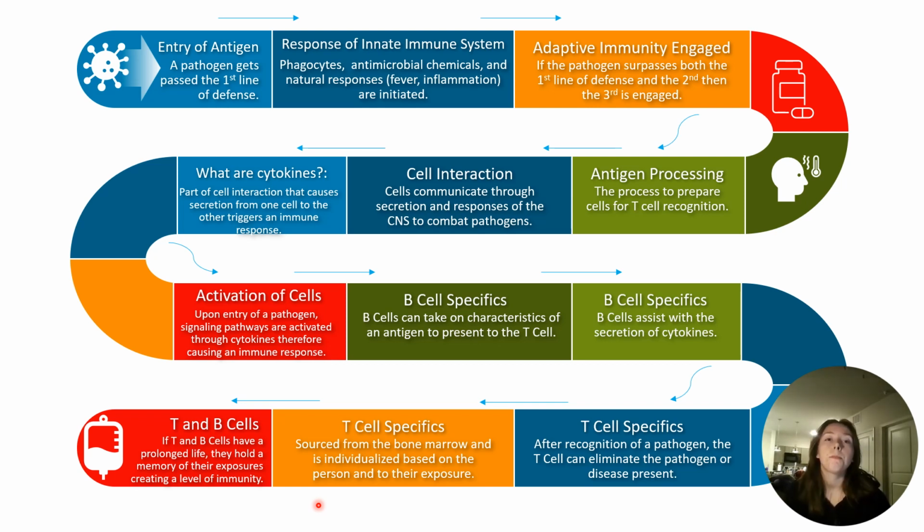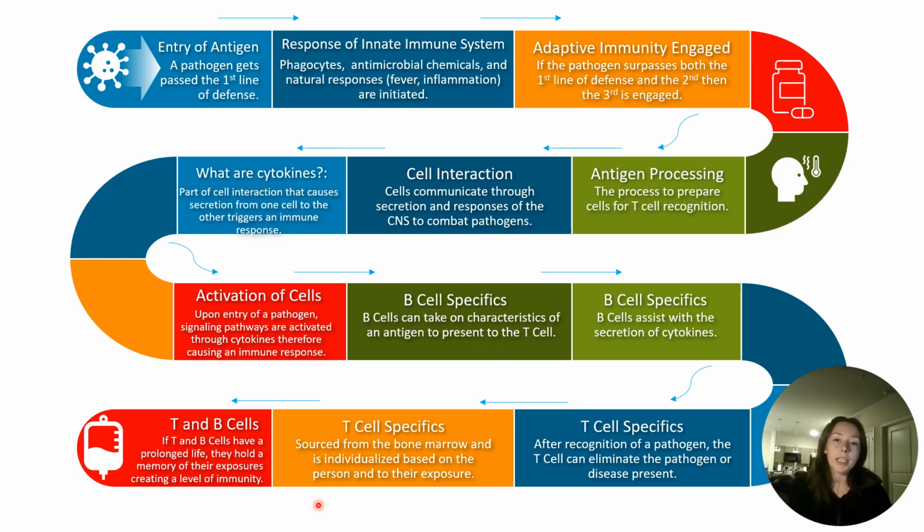As we get into the specific responses of the adaptive immunity, we have B cell specific things that the B cell does. Two of those things are that the B cell can take characteristics of an antigen and then present itself to the T cell. Then it can be easier for the T cell to combat against that antigen or pathogen. Also, the B cells assist with the secretion of cytokines.